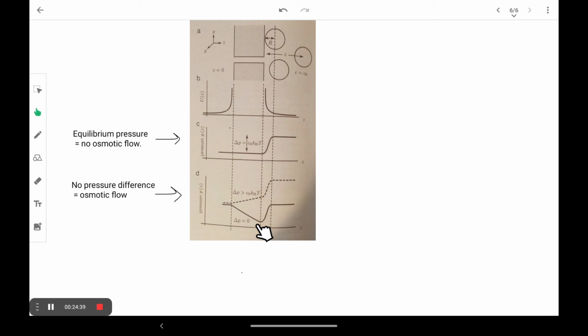And that will continue to happen until something happens like this. So this pressure will then rise up until it looks like this.